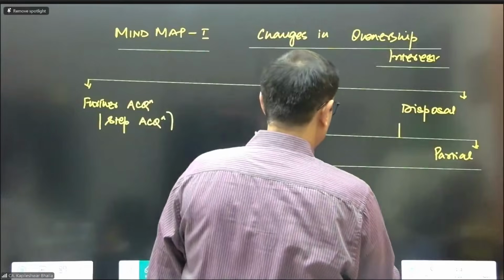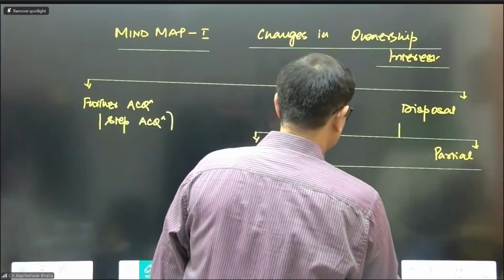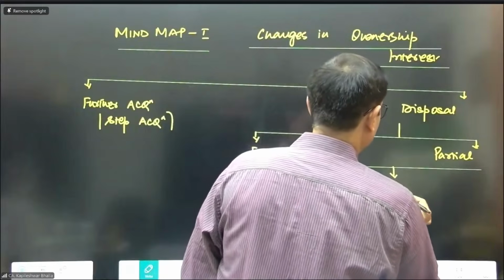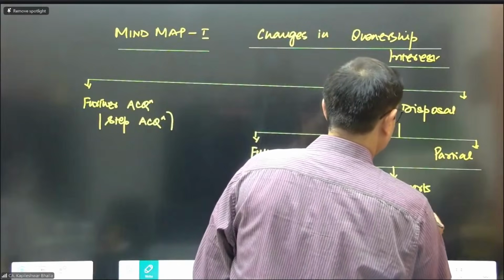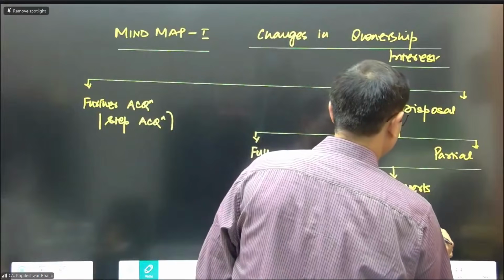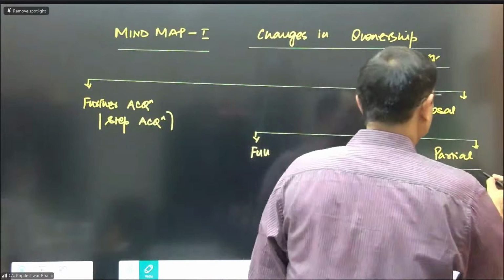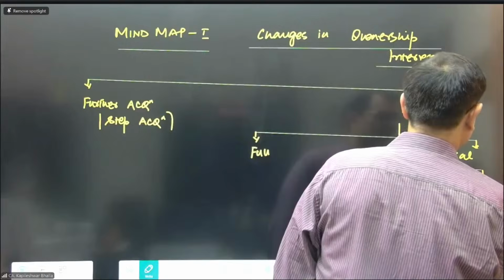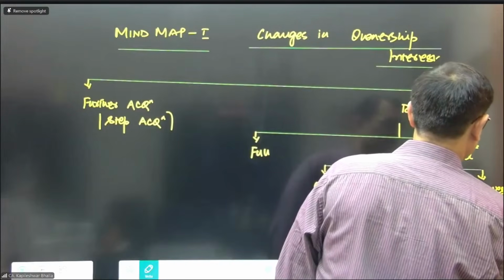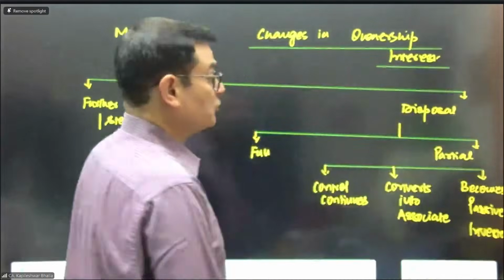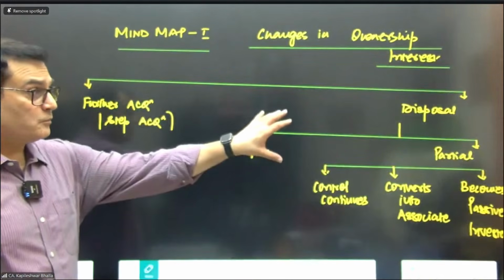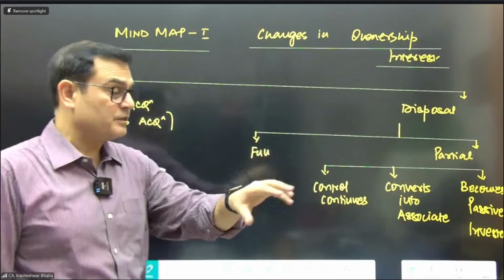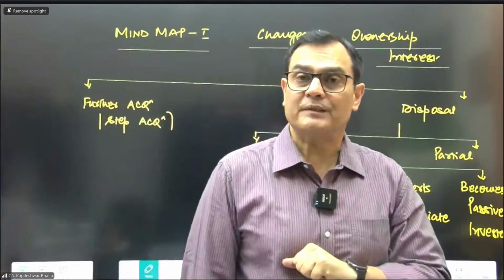In terms of partial disposal, it could be that the control continues, or it converts into an associate company, or it becomes a passive investor. So I was just trying to visualize the situations which can happen. If it is a disposal, either it's a full disposal or a partial disposal, where the control continues, or you convert into an associate, or it becomes a passive investment.